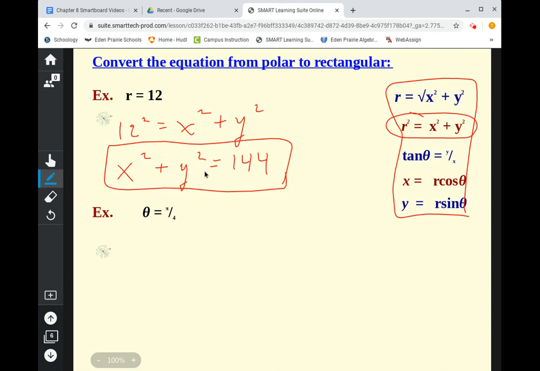And this is the old rectangular form. The old rectangular form of a circle, x squared plus y squared equals 144. Radius would be 12.